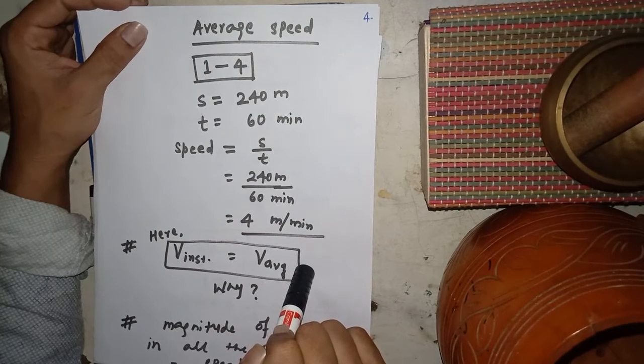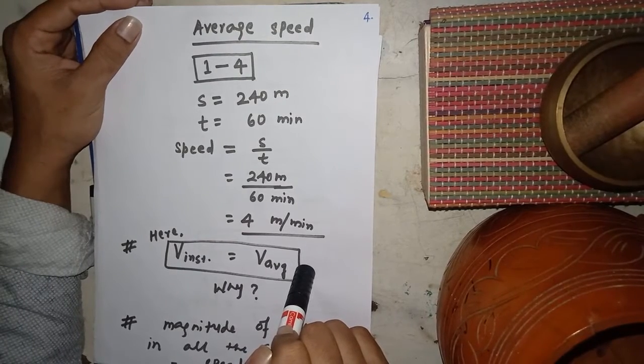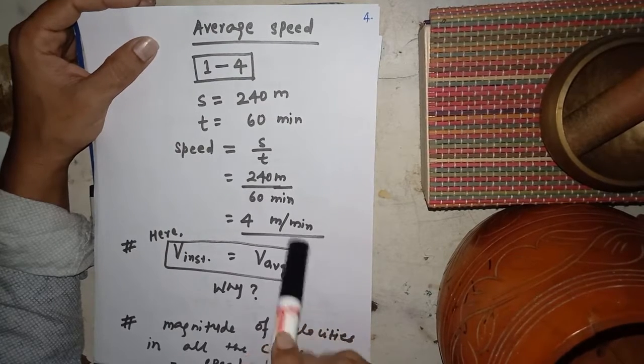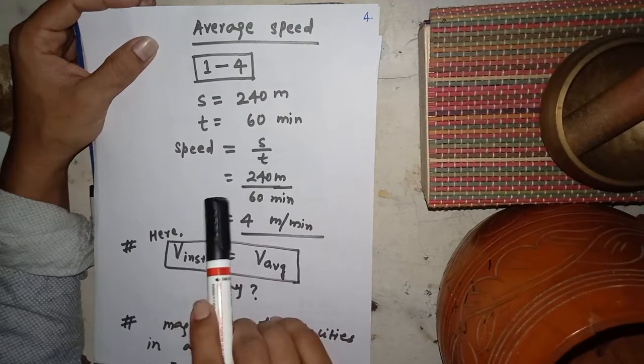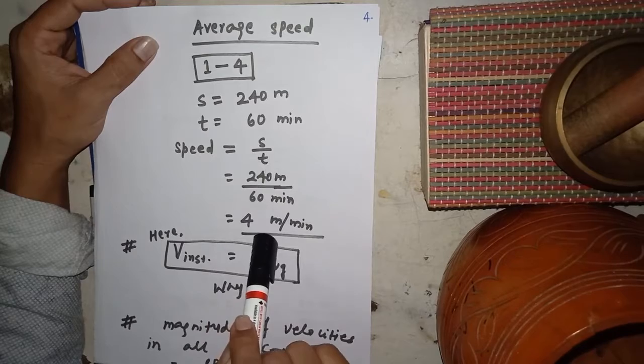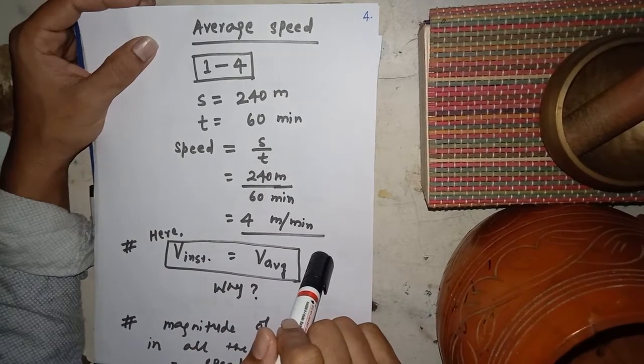Why is it not different? Why is it the same? Because the speed is constant and the man walks along the same road. These are the two reasons. That's why the average speed is the same.